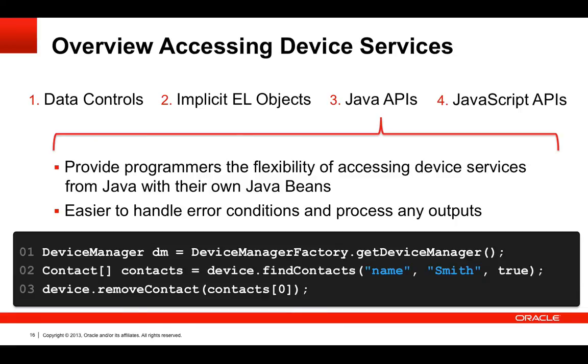Alternatively to these mechanisms, if the developer wants more control over the service integration, via a Java managed bean in their AMX pages, there is also a Java API that provides programmatic access to these services. As you can see in this very brief example at the bottom of the page, in 3 lines, on line 1 we get access to the device manager. On line 2 we're then going to attempt to find a number of contacts, searching the name field for the name Smith, and the true here indicates that we will return multiple entries if found. Finally, on line 3, if we do find any of those entries, device.removeContact, contact 0, we're going to remove the first contact from the address book on this particular device.